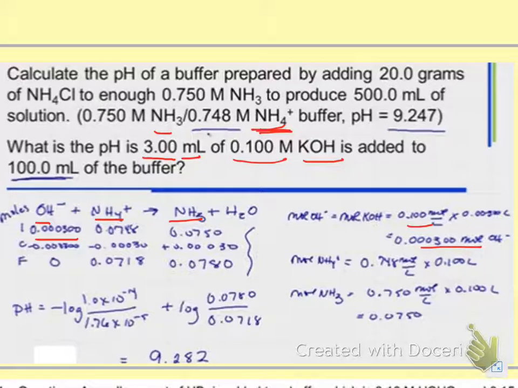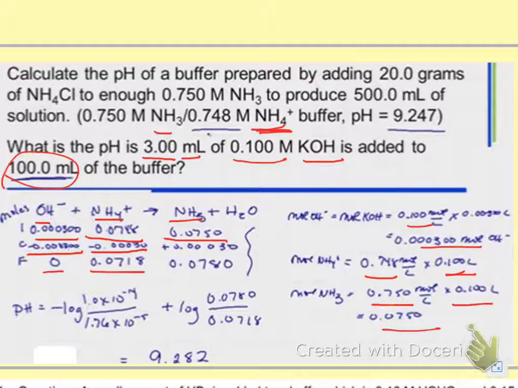I can do the same thing for ammonium. I can take my 0.748 molar I start with, and I'm using 100 milliliters of the buffer, so I'm going to put that there, and that moles goes here. I'm going to do the same thing with NH3. I start with 0.75 molar. I'm going to use 0.1 liters, so I end up with 0.075 moles of that. All of the base is going to get neutralized, leaving none. I'm going to use the same amount of acid to neutralize that base and subtract it from my original amount. I'm going to add that same amount to my ammonia and end up with this amount.